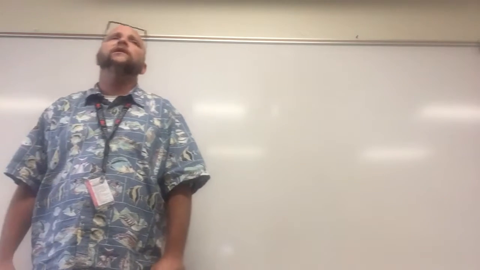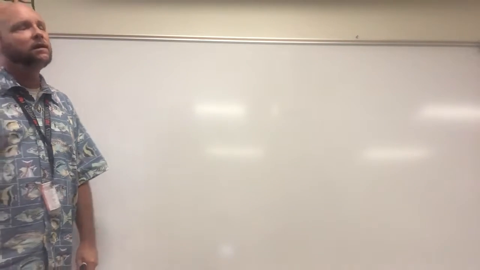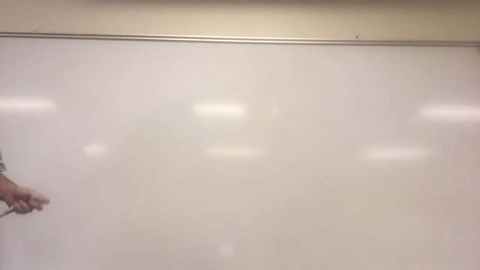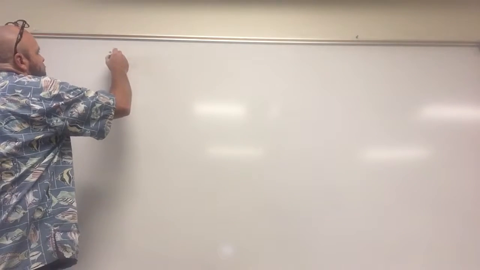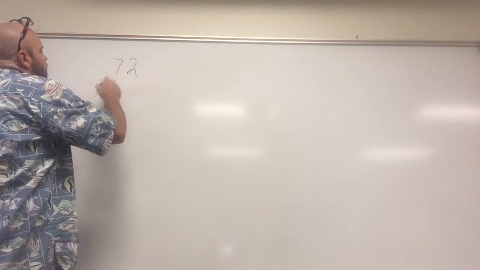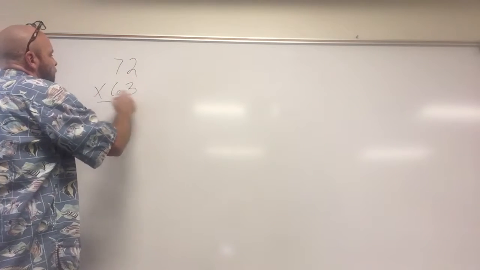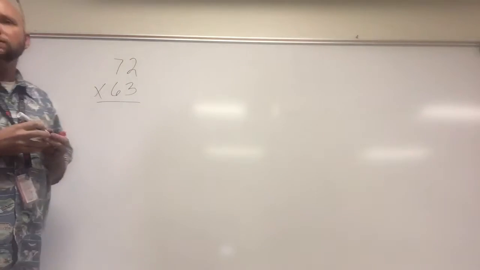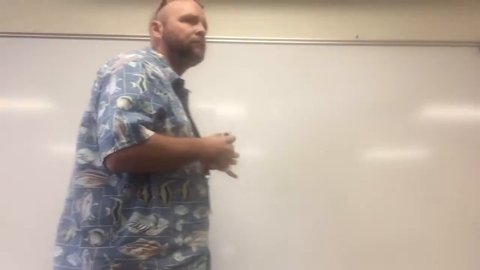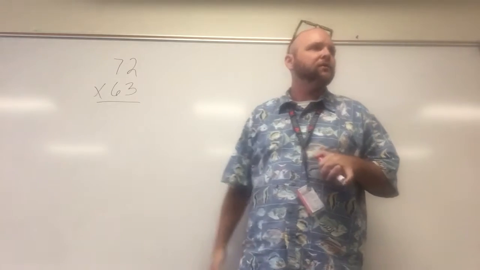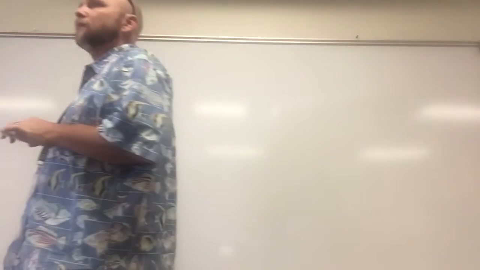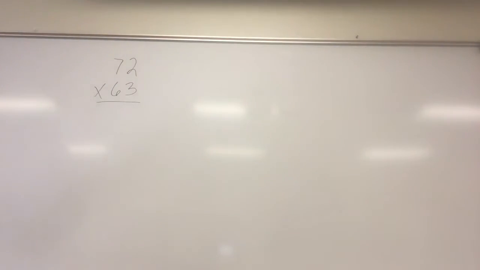Now, there are various ways to do multiplication, obviously, that Brooklyn told me. So Brooklyn wants to see a problem first. Brooklyn asked me if she could do 72 times 63. So we're going to start with that problem. We have a factor of 72 and a factor of 63. Make sure you have that written down. 72 times 63.